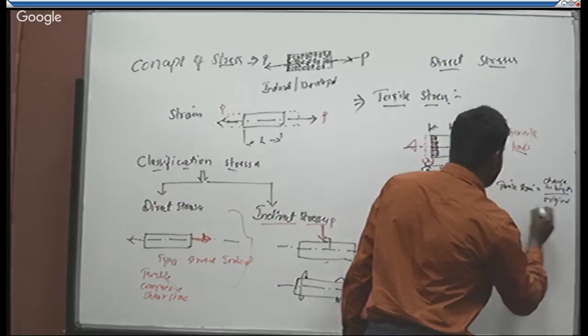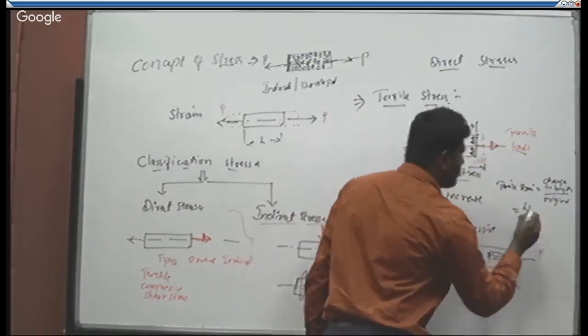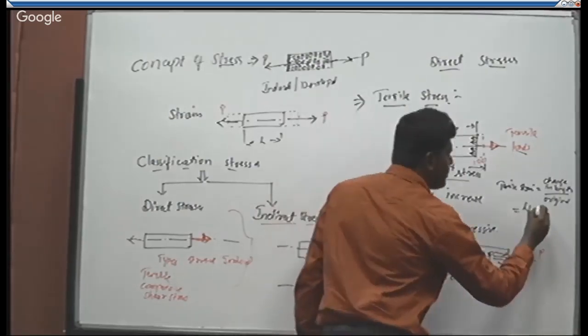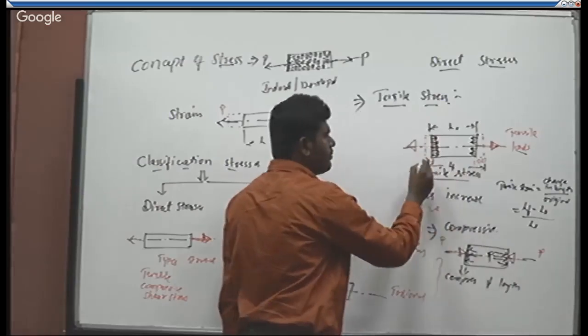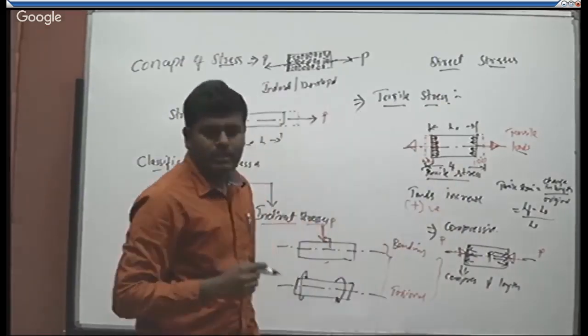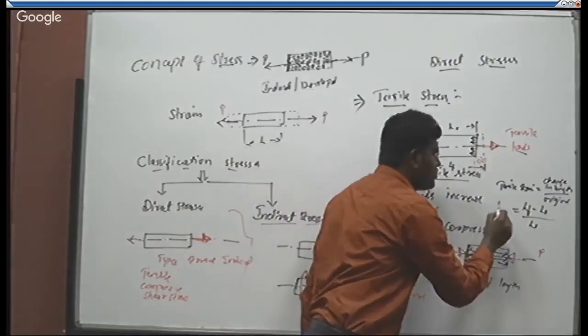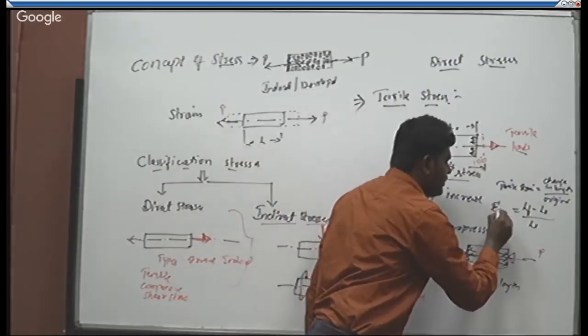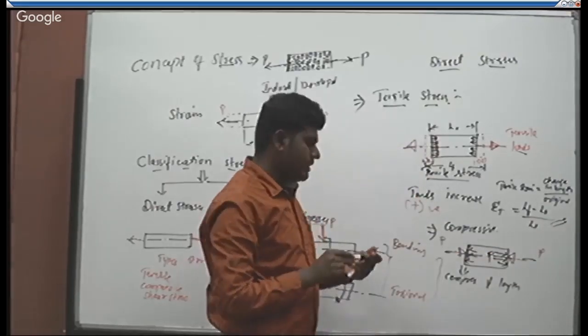So here the change in length is the final length due to the action of external load minus the original length, divided by the original length. So that will give you the extension that has occurred due to the action of these tensile loads. So this ratio will give you the tensile strain epsilon t, due to the action of corresponding tensile stresses.